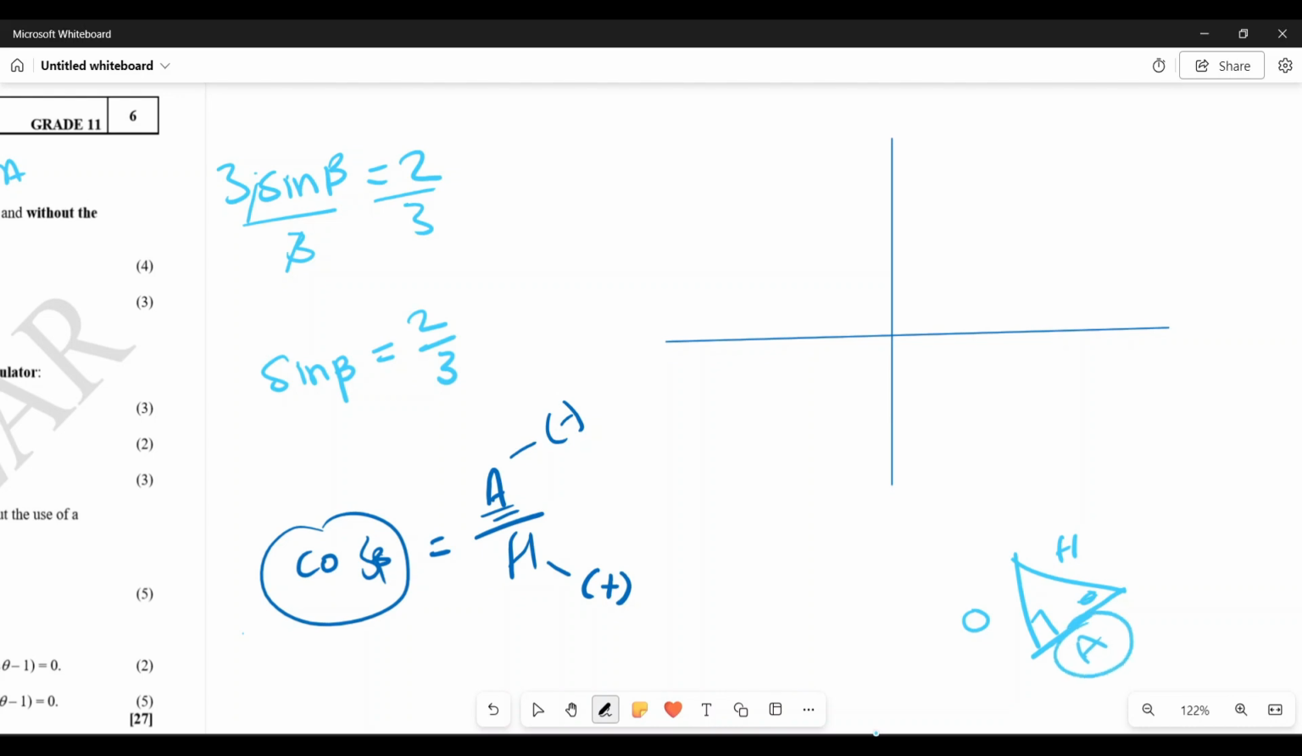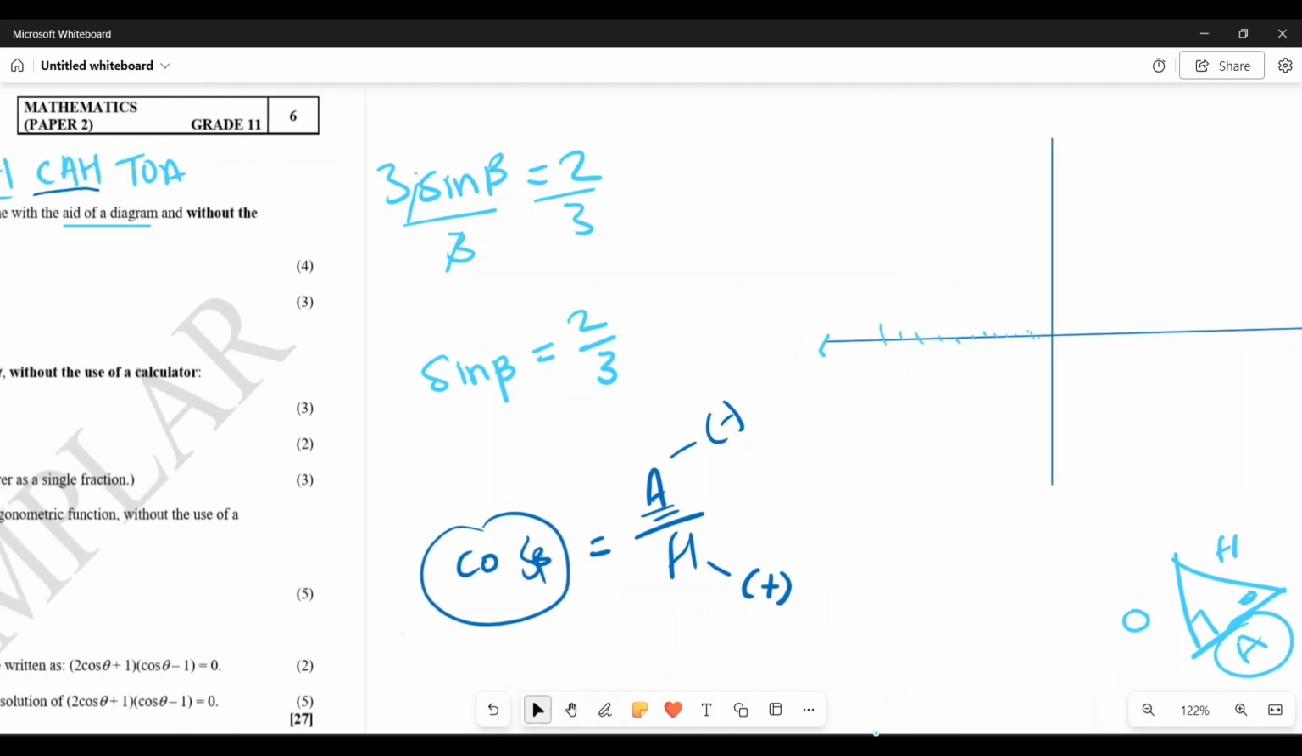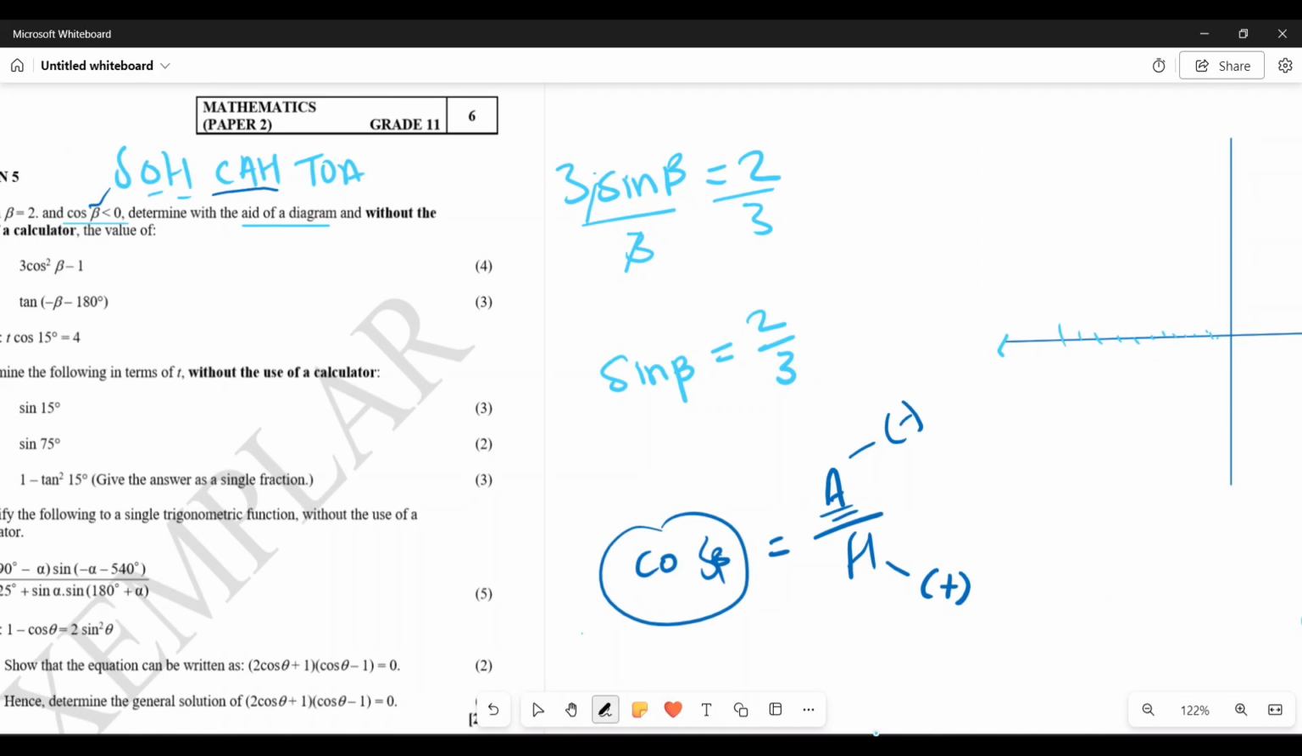Now, this adjacent here, we're seeing that it's going to be a negative value, meaning that our sketch is going to be this side, because in this quadrant, our x values are negative. So always, when they're telling you that your cos b should be less than 0, it simply means that your adjacent value or your x value on your right angle triangle should be a negative value.